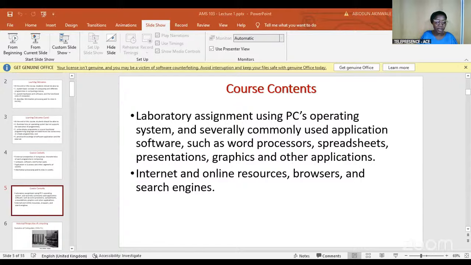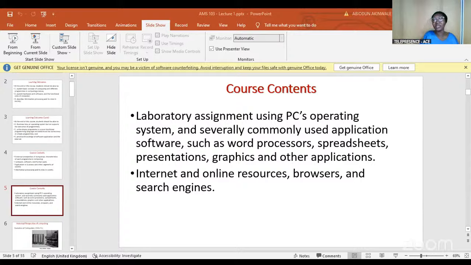So again, you also need to be able to do some practical work. You can't do the practical if you don't understand. So I think we should be on slide 3 now, but this is slide 5. We can go back to slide 3 and then 4. Anyway, you'll be required to do some laboratory assignment.